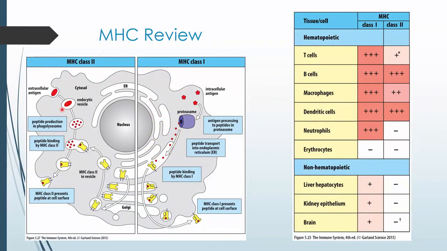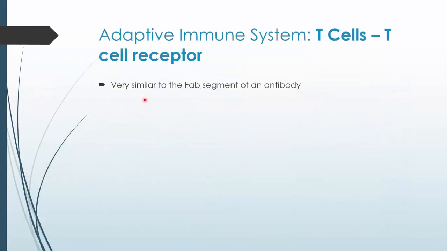For all of you, there's a slide that summarizes where MHC is and compares MHC class 1 and class 2. For time purposes, I'm going to keep moving. All right, let's now talk about T cell receptors. Because we've talked about MHC, now we can talk about the T cell receptor.